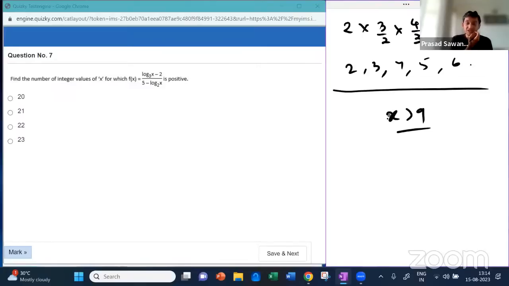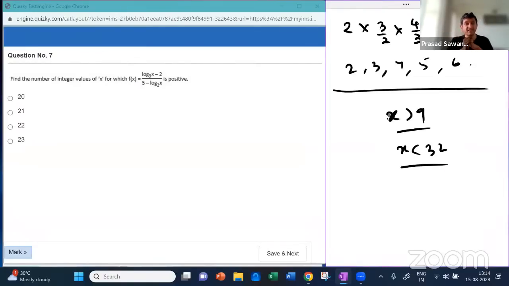In the denominator, it has to be positive. So 5 minus log x to the base 2. x cannot be 32 because 2 raised to 5 is 32. So x has to be less than 32. As long as x is below 32, the denominator will be positive. So x has to be less than 32.